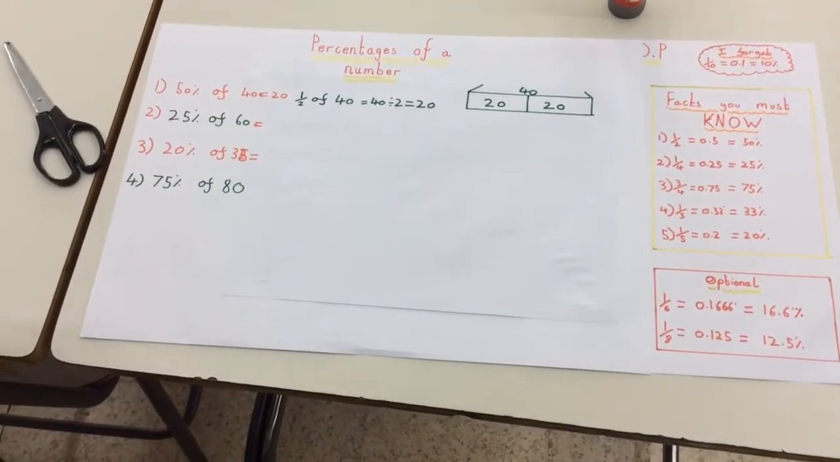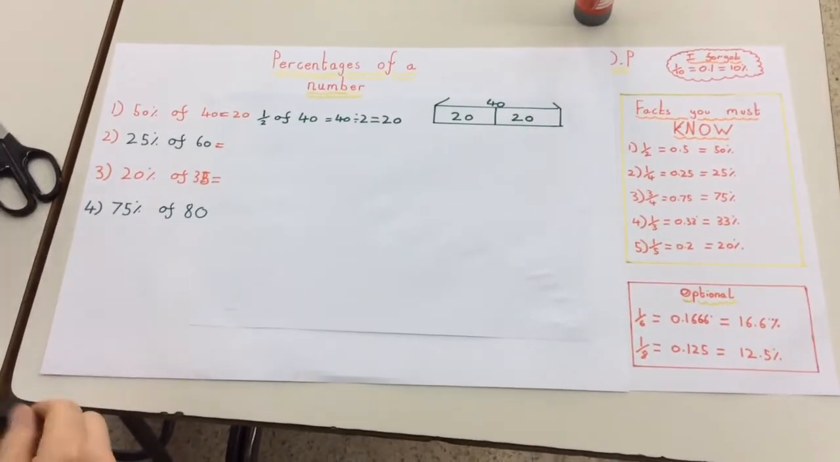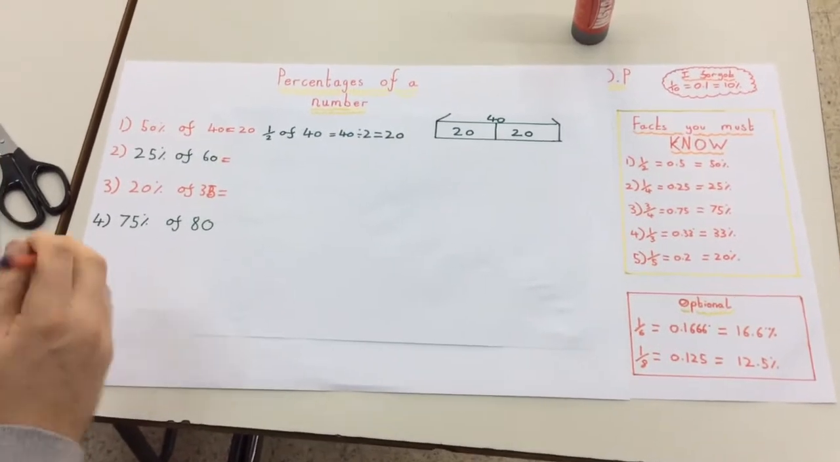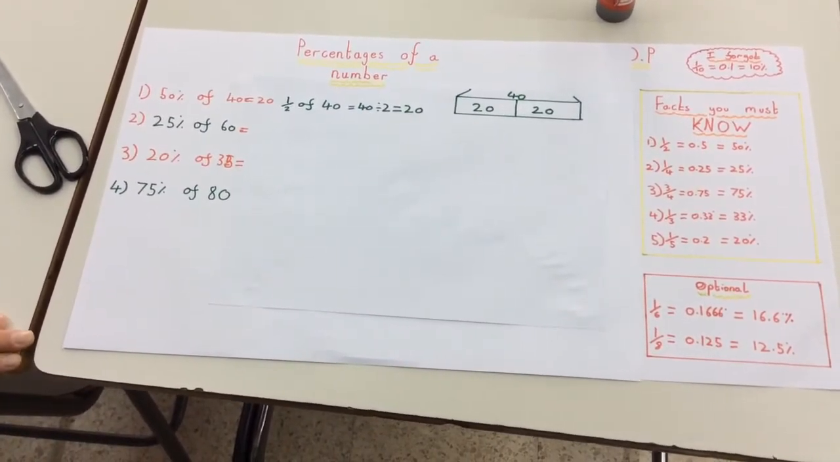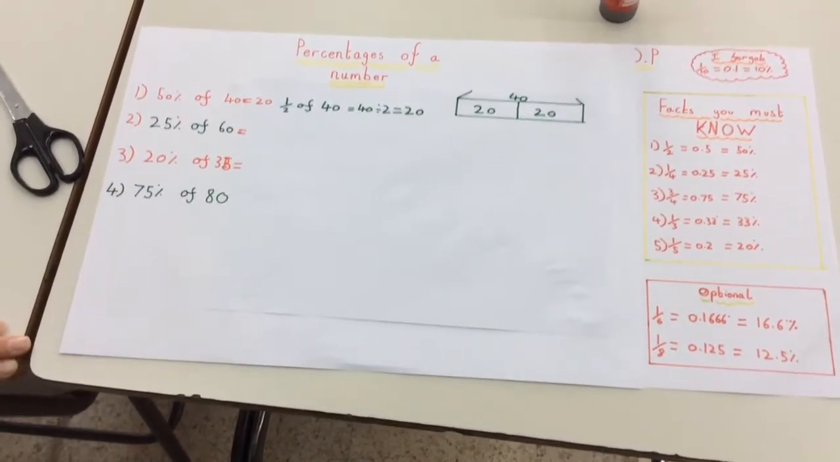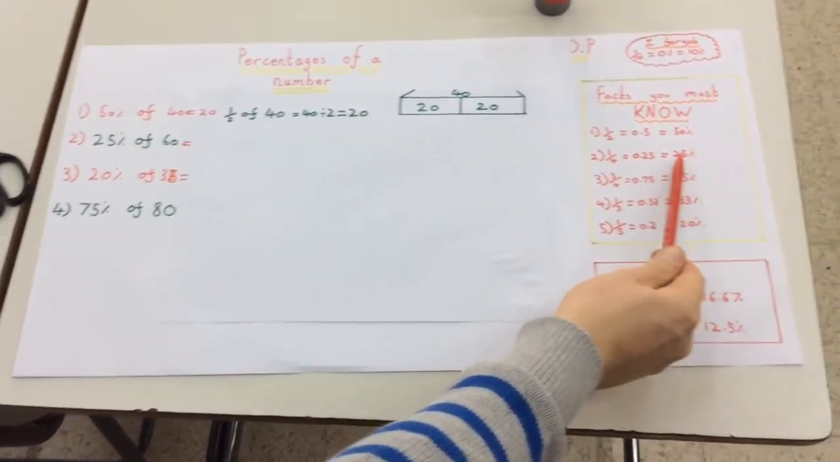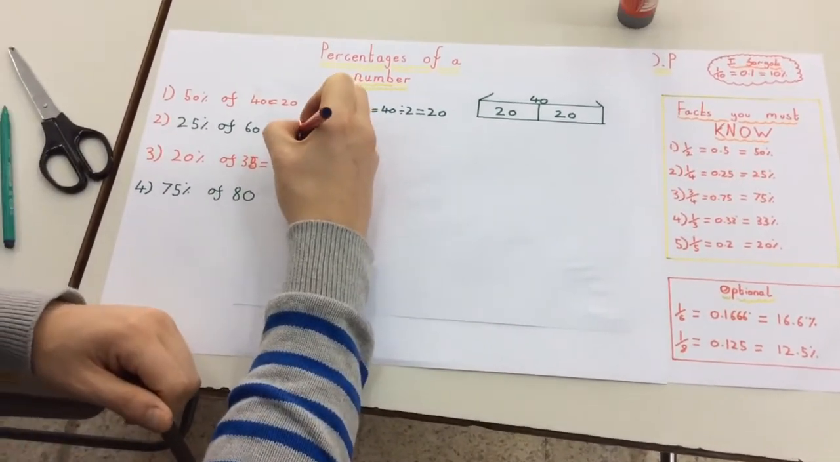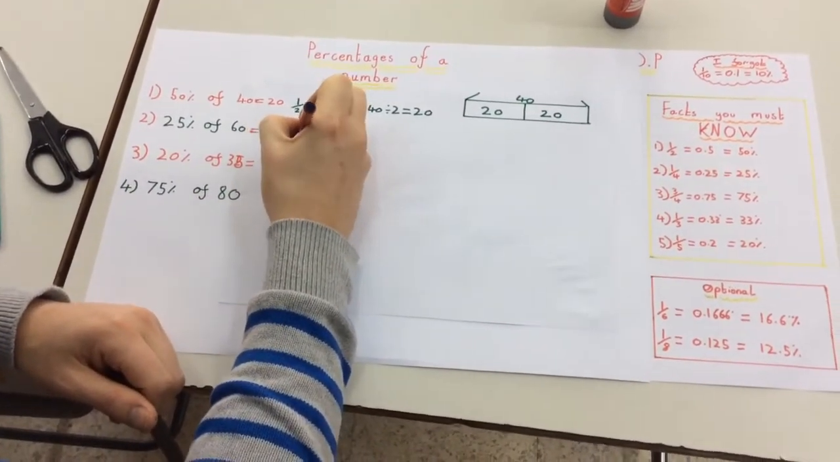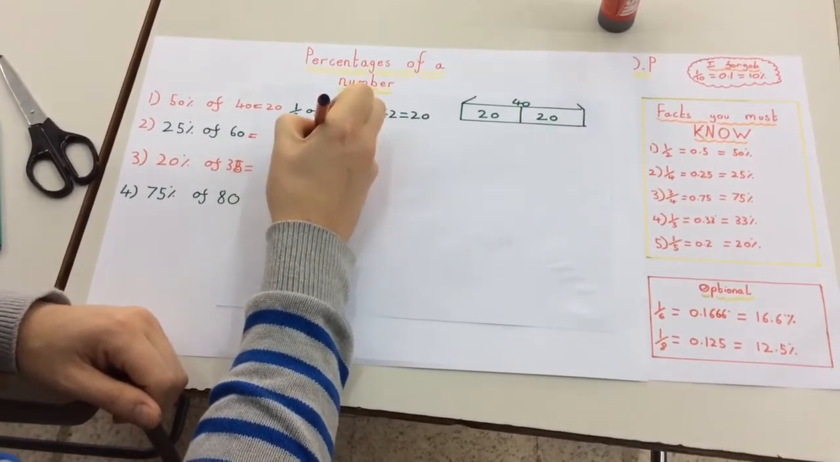Let's look at our next one. The next one says, what is 25% of 60? So again we have to turn the percentage into a fraction. What is 25% as a fraction? Well, if we remembered it, we'll see that it's a quarter. So what I'm really saying is, what is 1/4 of 60?